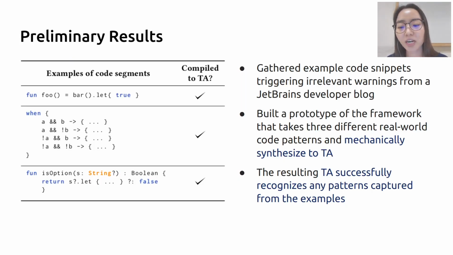We have evaluated our idea by building a prototype of the framework that takes 3 different examples. The results show that real-life code patterns can be mechanically translated to tree automata, successfully accepting tree structure code that contains any patterns in the examples.